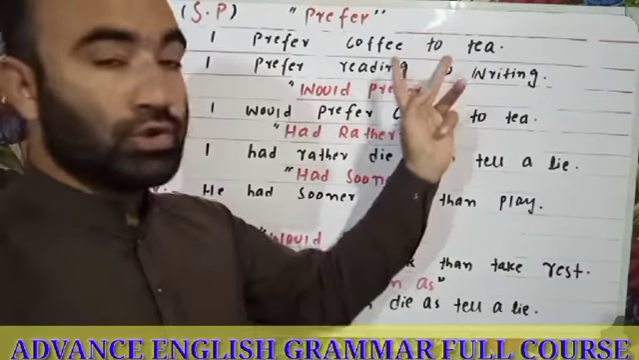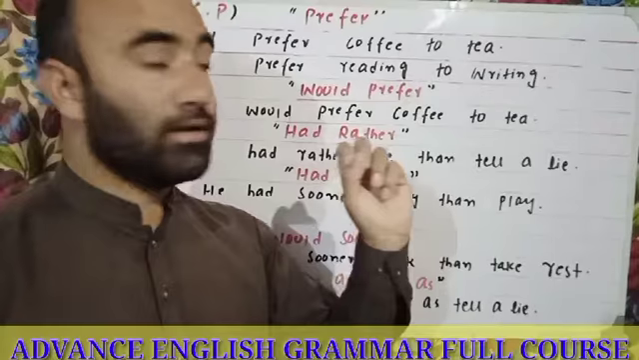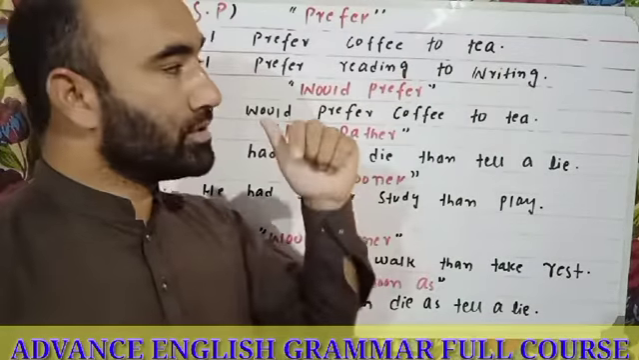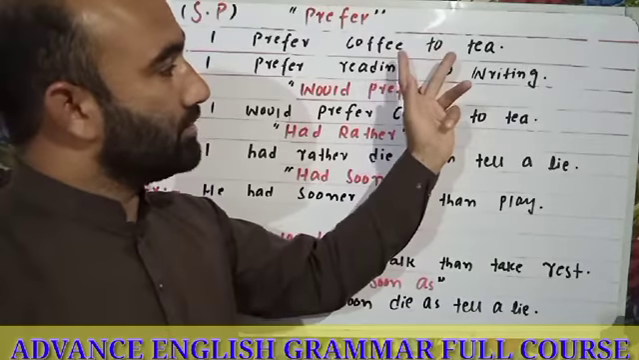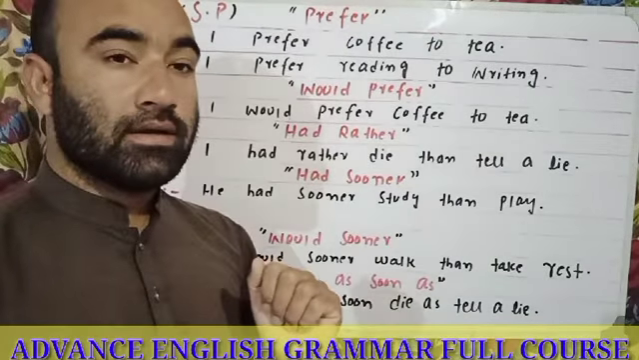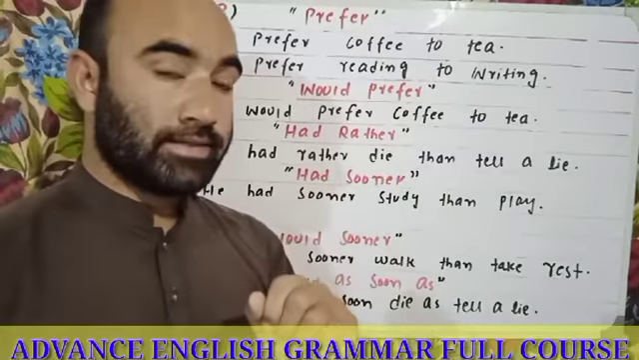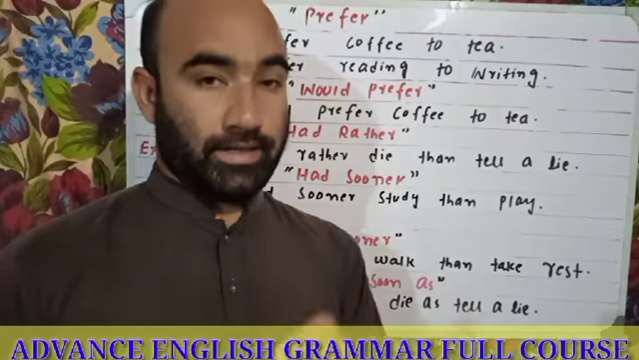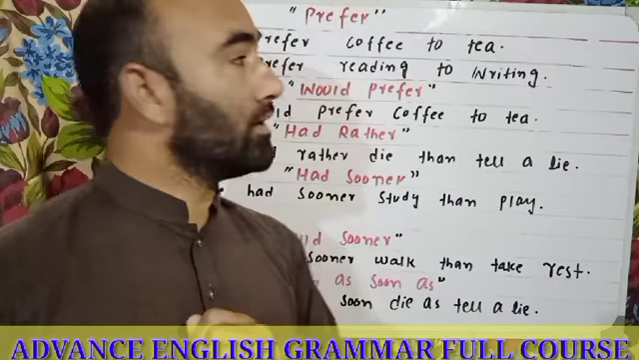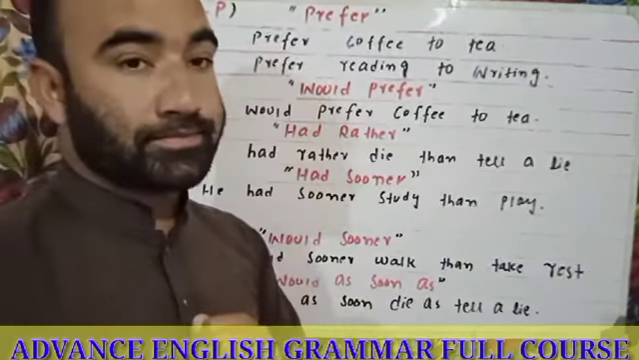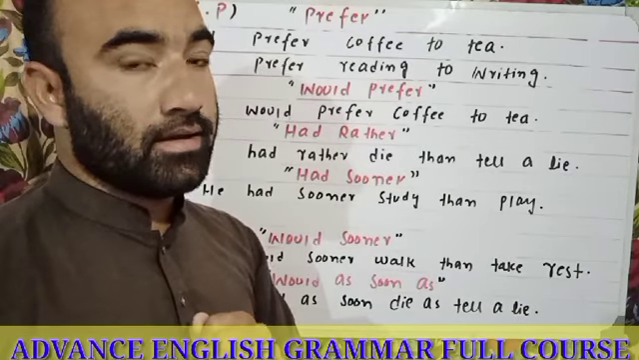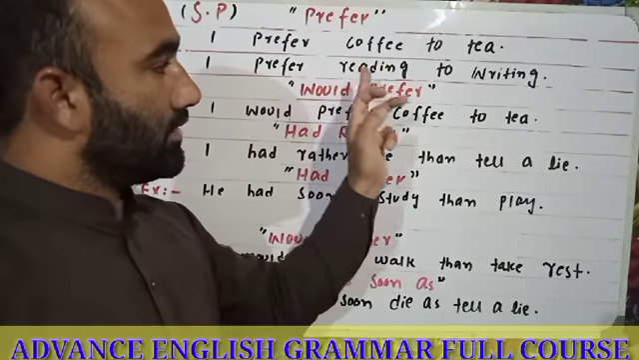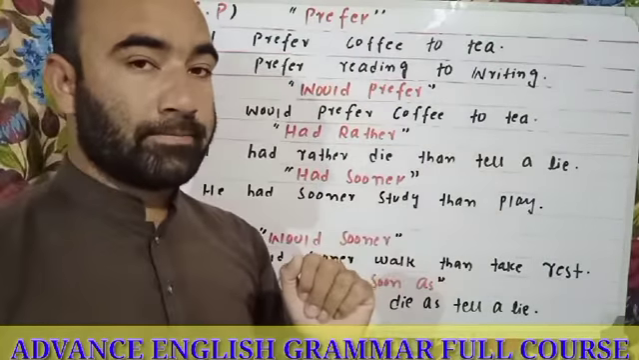Two things, two nouns are available here. Coffee and tea. We have to select between these two things. We have to select one thing between these two things. We use there the word prefer. Another example, I prefer reading to writing.